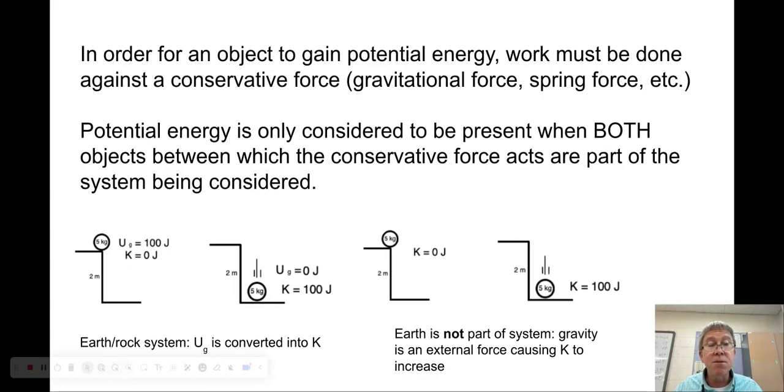It's external to the system. Therefore, it's just doing work on the system. So I would say I don't have gravitational potential energy here because the Earth isn't part of the system. Instead, the reason it gained 100 joules of kinetic energy by the time it hit the ground is because the Earth did external work on the system.